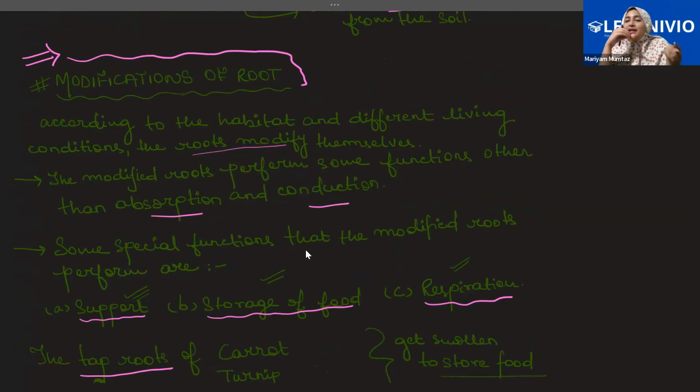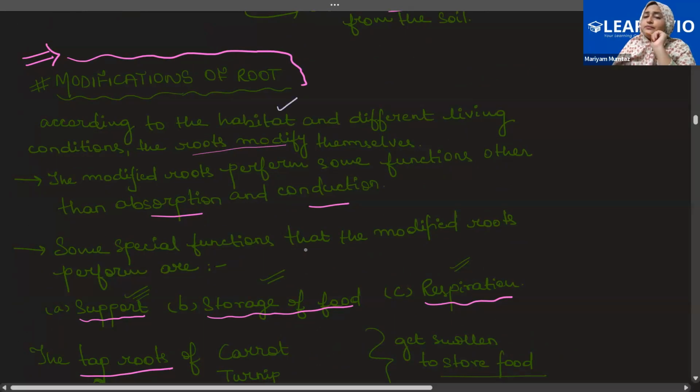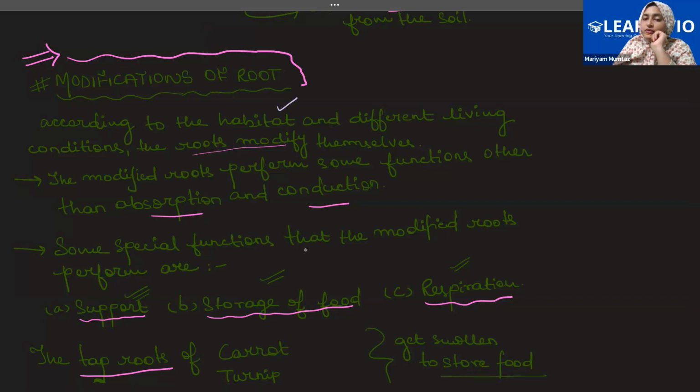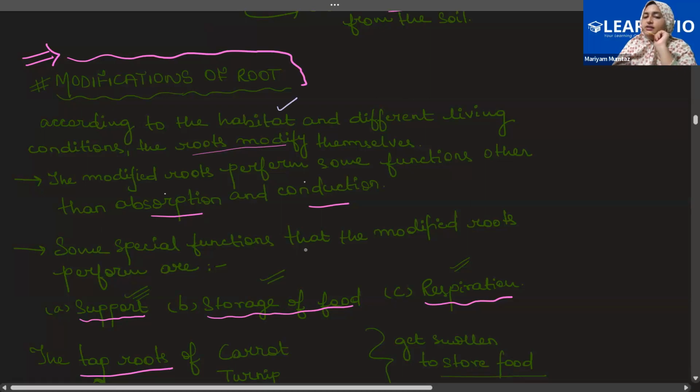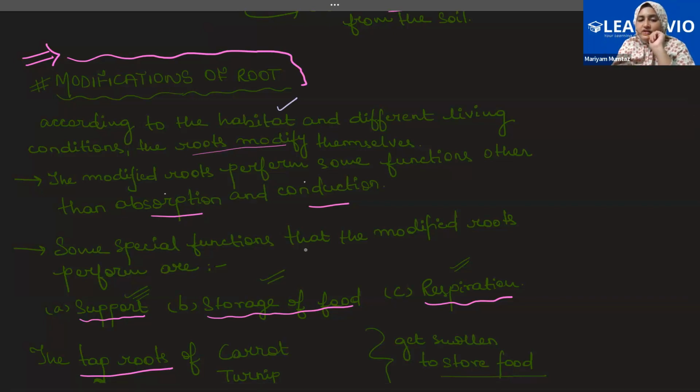But when the roots get modified, they will not perform the absorption process. Rather, they will perform other functions. So according to the habitat and different living conditions, the roots modify themselves. The modified roots perform some functions other than absorption and conduction. So they're not going to do the most basic function. They're going to do the modified function.